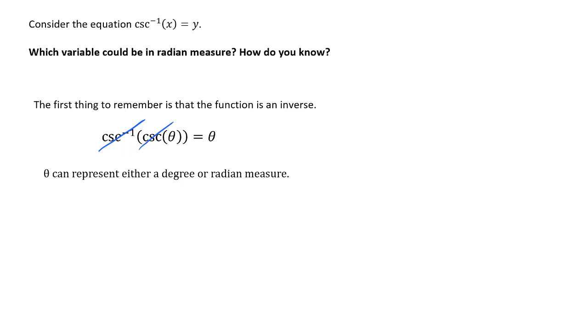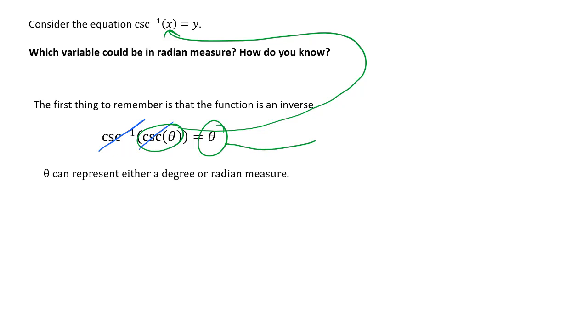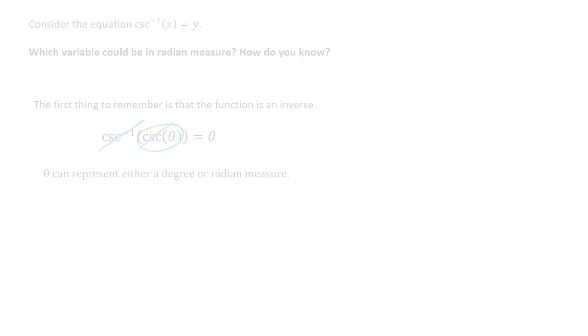Theta itself can represent either a degree or a radian measure. So at this point, we should start to be seeing some of our answer falling into place. Cosecant of theta, for example, was placed in place of x from our original equation, and theta is, for the time being, representing y. So keep that in mind as we proceed. In this example, remember we've replaced one of the variables with cosecant of theta, and we should keep in mind that cosecant of theta represents a real number.